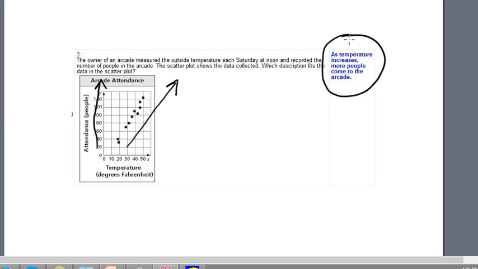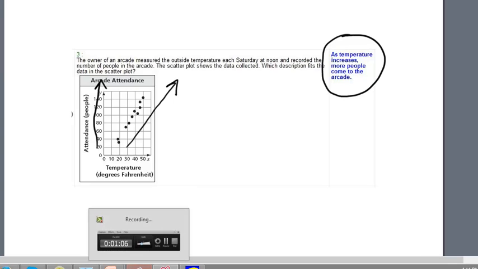In that particular question, his first answer was, let's see what it was. It was as temperature increases, fewer people come to the arcade. We gotta look at that. Make sure that I'm reading that right. Okay, well, that's the correct answer. I'm not sure exactly which answer he put first, but I'm just going to go through these and give you the correct answers.